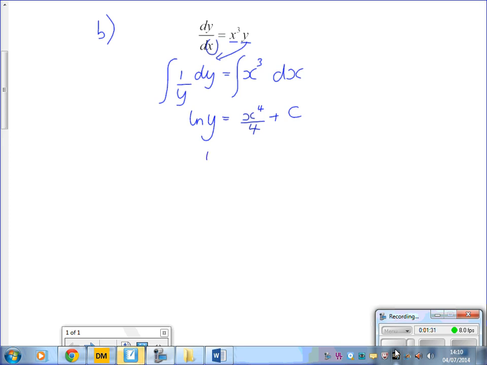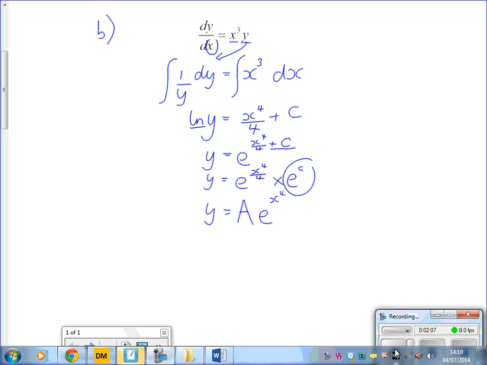So I want to have just y equals, so I need to get rid of this ln from this side, so it will be e to the power of, a little bit smaller, plus c. Remember from the previous sheet what I can do here, separate that, so e to the power of x to the 4 over 4 times e to the power of c. And because this is a constant, I'll just put that constant in front. And that's my general solution.